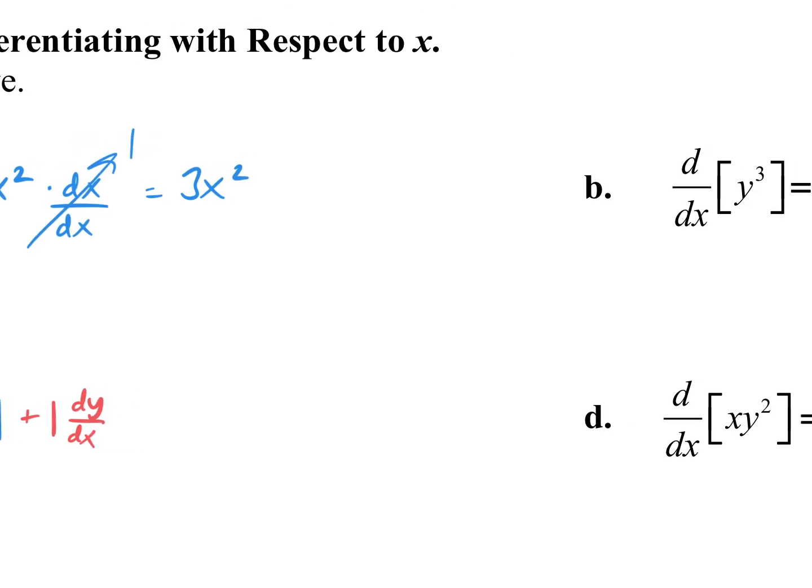Now, looking at letter B, I can still use the power rule. If I use the power rule, I get 3y squared. However, it is with respect to x, right? So that means I need to multiply this by what? dy over dx. And that is your answer.